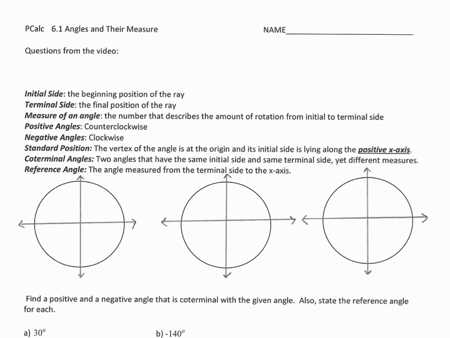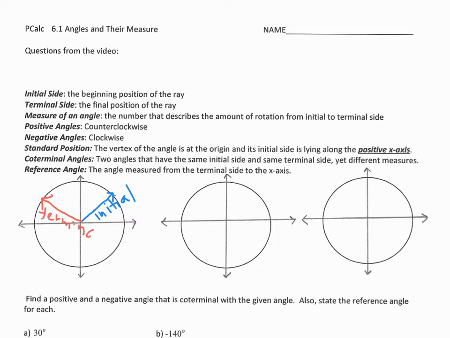Alright, first thing, initial side. So when we're talking about angles, we have an initial side and a terminal side. The initial side kind of makes sense. It's the beginning side, and then the terminal side is the end side. So if I draw on this first diagram here, let's do the initial side in blue. I'm going to draw a ray, and I'll call this one the initial side, so the starting side. All right, and then in red, let's just draw another ray over here in the second quadrant. We'll call this one the terminal side.